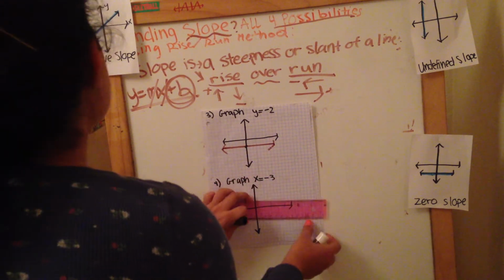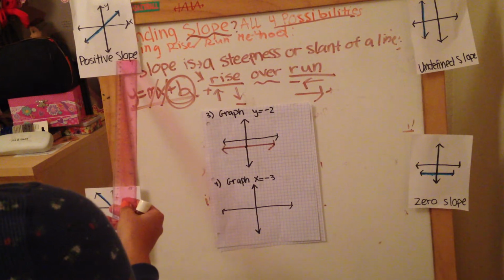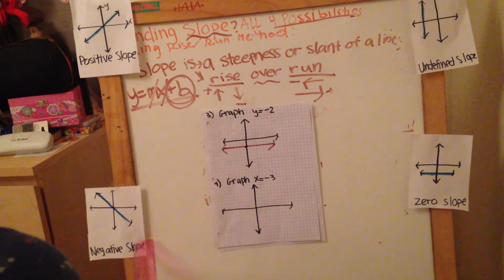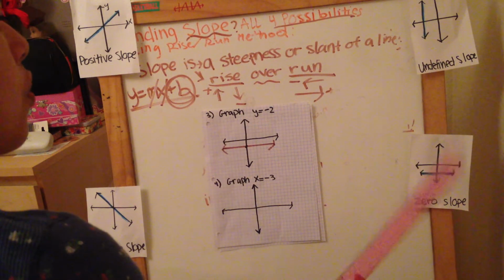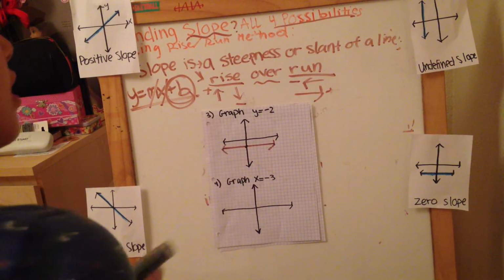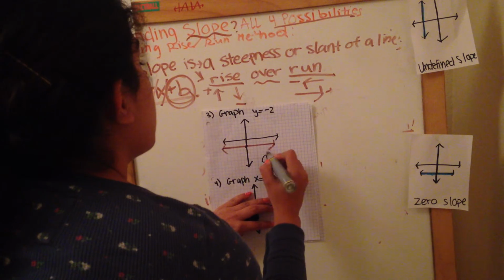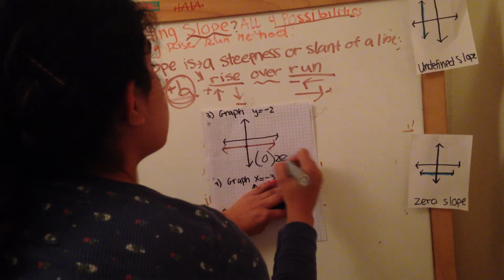Now, is this a positive slope? Is this a negative slope? Is this an undefined slope? Or is this a zero slope? This is a zero slope.